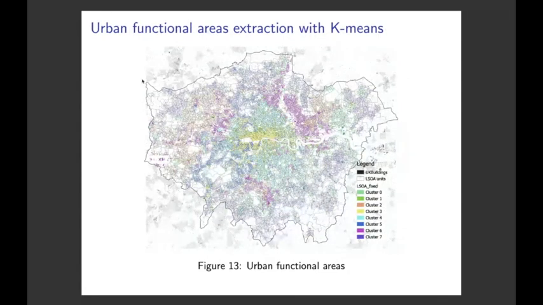As I said before, the Doc2Vec model not only provides the vector for the POI class, but also a vector for the whole spatial unit, which in this case is the vector for the LSOA. And with that, we can use k-means clustering to cluster these vectors for the LSOA spatial units, and then we get those functional areas in the London metropolitan area.